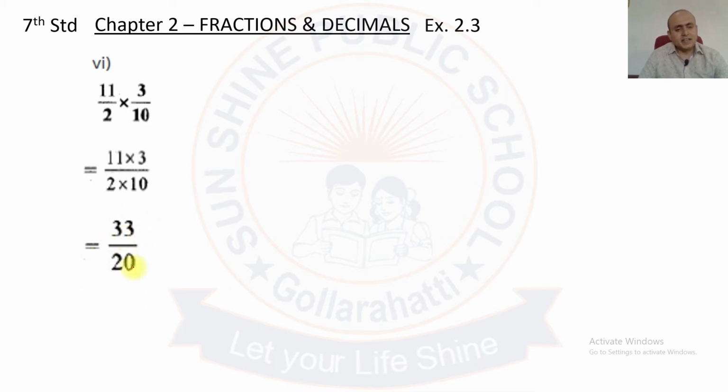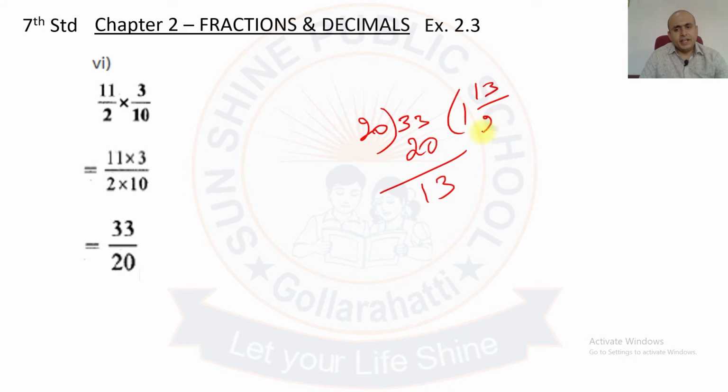That is 33 by 20. You should divide 33 by 20. When you divide this, 20 1s are 20 and the remainder is 13. Therefore, this remainder 13 goes to the numerator and 20 is the denominator. And the final answer is 1 13 by 20.